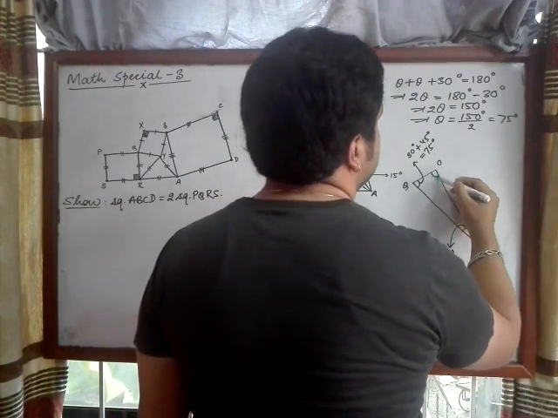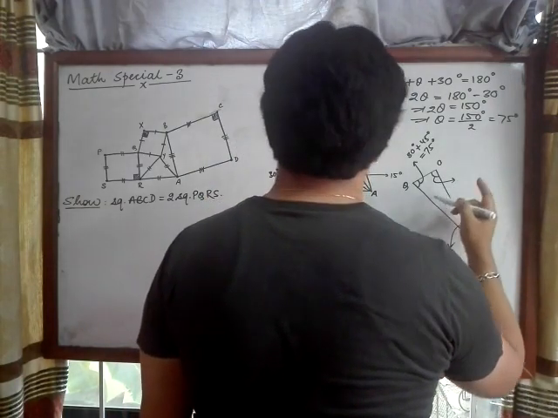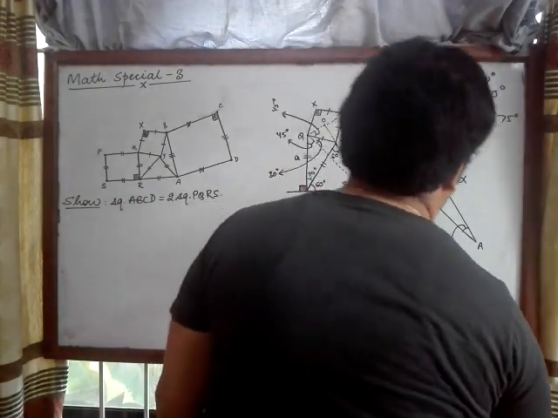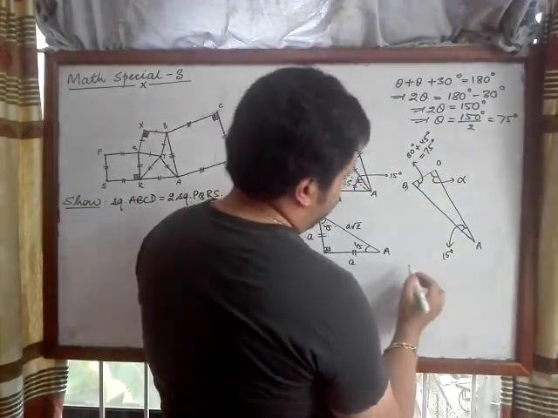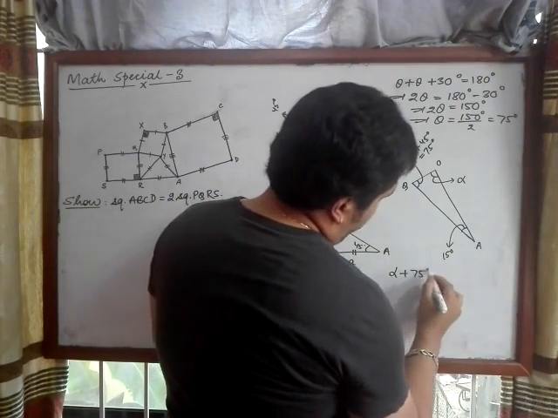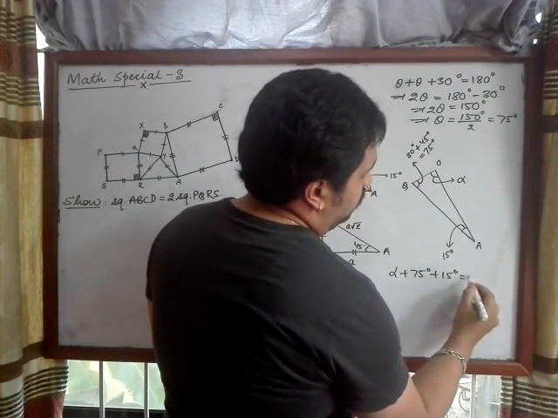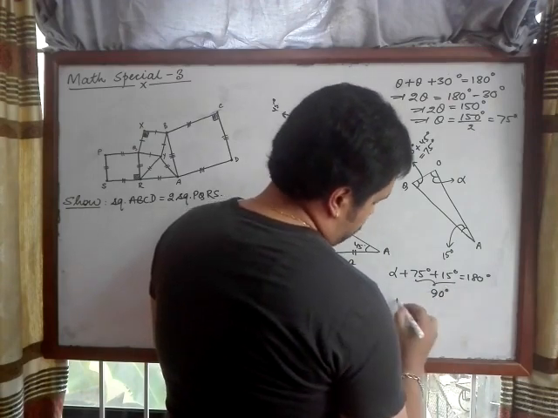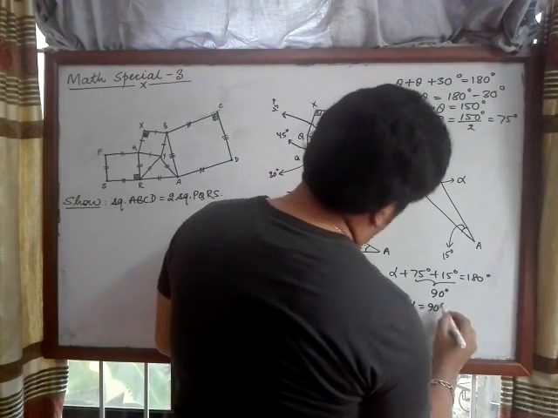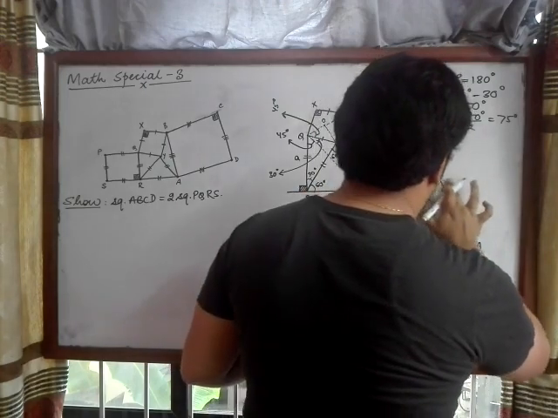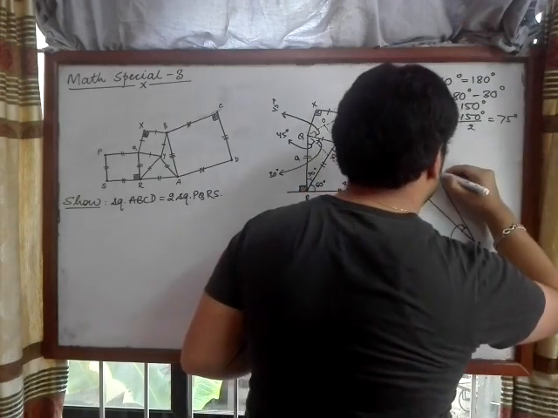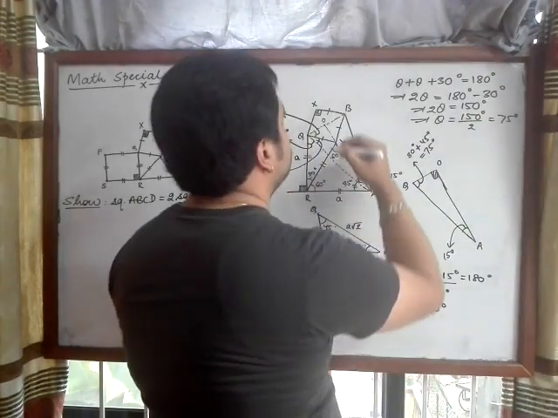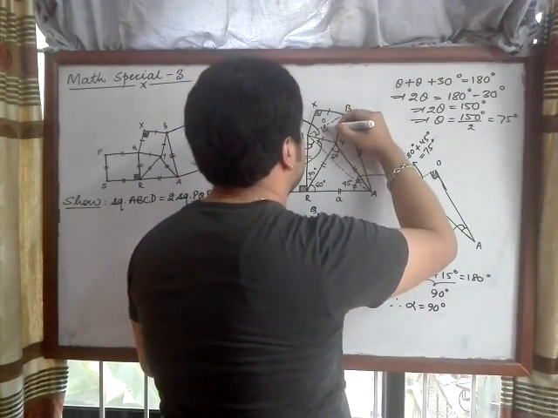Let's say this angle is alpha. Then alpha plus 75 plus 15 is equal to 180 degrees. This is equal to 90 degrees, so therefore alpha is equal to 90 degrees. Hence, what we found is that this angle is 90 degrees.